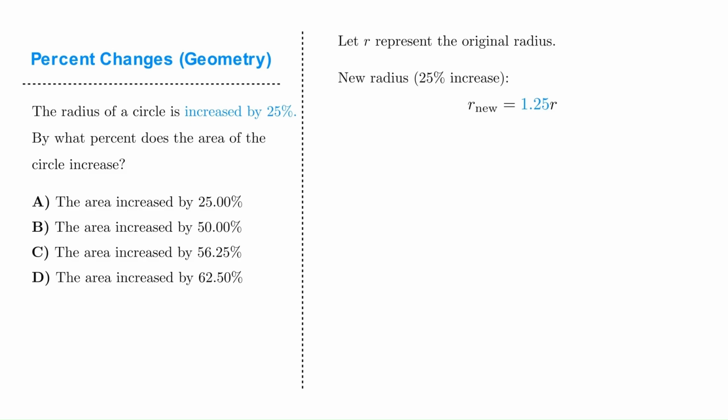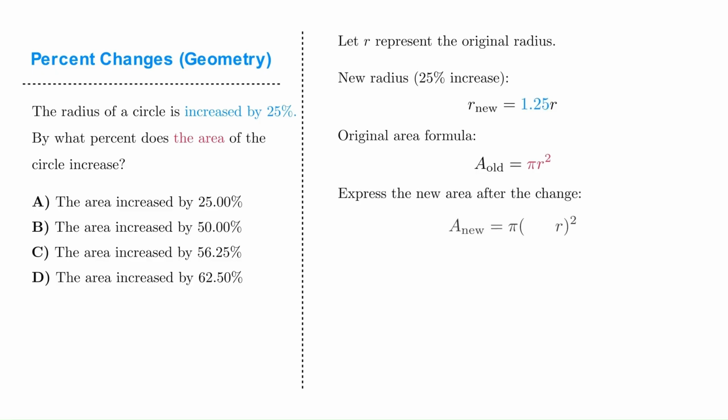factor of 1.25. Next, we recall the standard formula for the area of a circle, which is pi times r squared. To find the new area, we substitute our new radius expression into this area formula. Now we simplify the equation by expanding the squared term. Squaring 1.25 gives us 1.5625. Therefore, the new area can be written as 1.5625 times pi r squared.